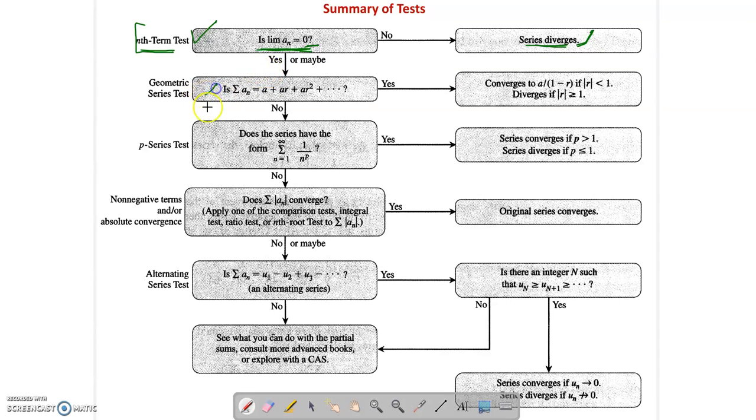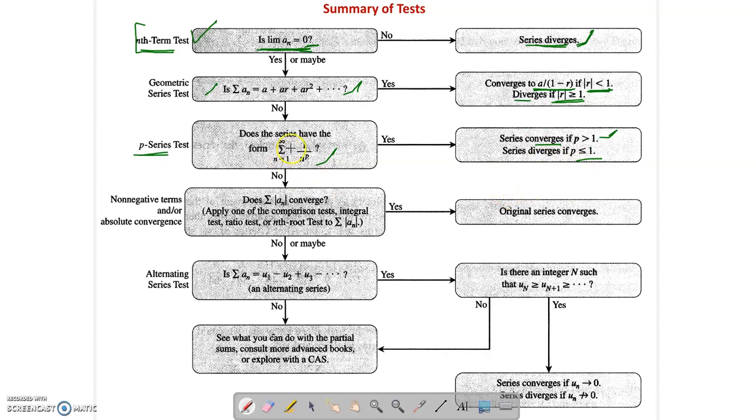So if it is a geometric series, you see if it is of this form. If yes, then whenever the mod of r is strictly less than 1, this series is going to converge, and it will converge to the number a upon 1 minus r. And if the mod of r is greater than or equal to 1, the series diverges. Next, if the series is of the form 1 by n to the power p, it is a p series. You see if p is greater than 1, the series converges. If p is less than or equal to 1, the series diverges.